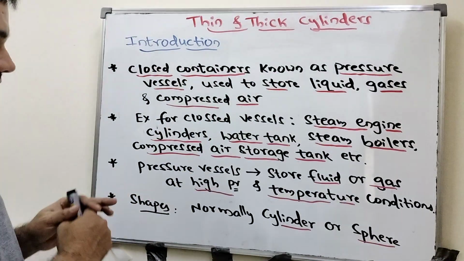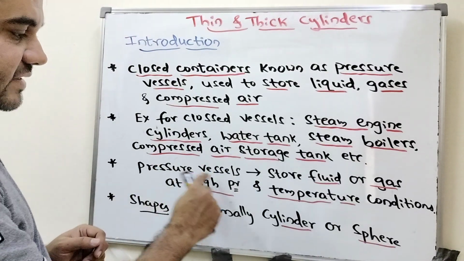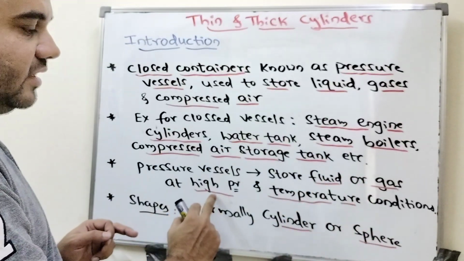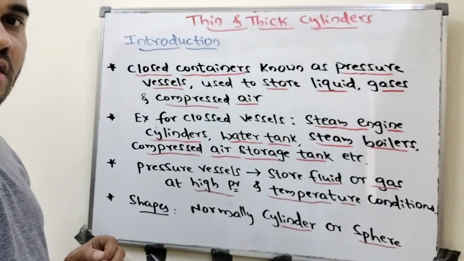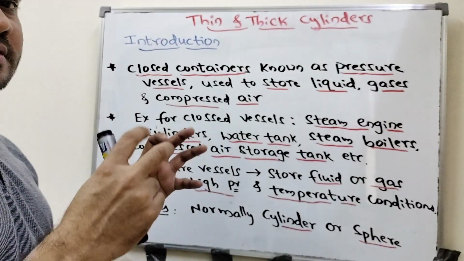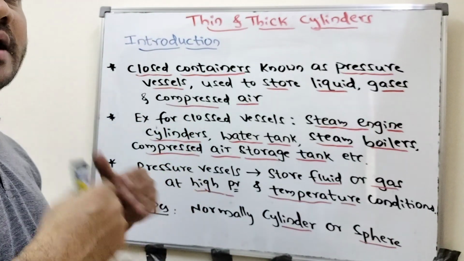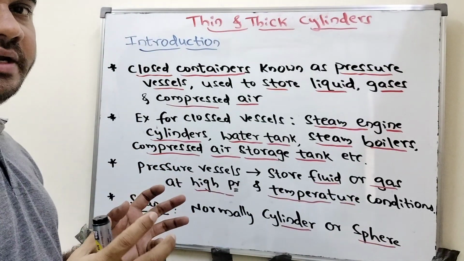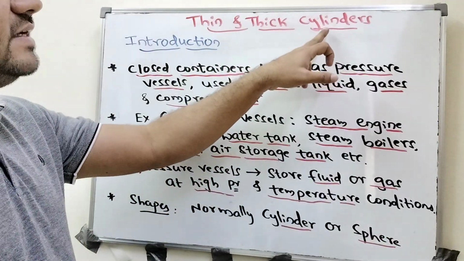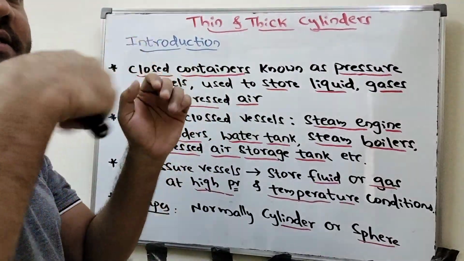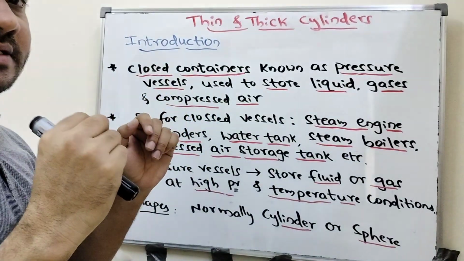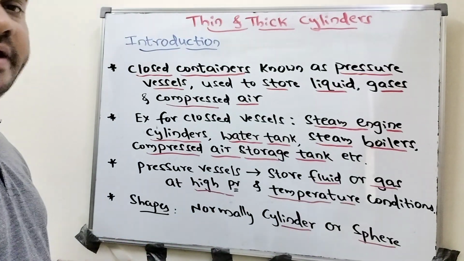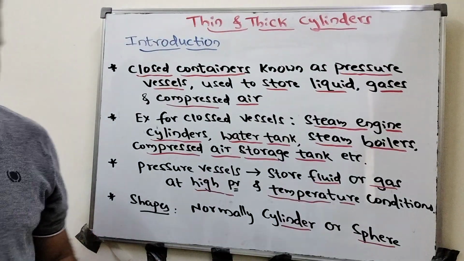Next point is that these pressure vessels or cylinders, as we discussed, store fluid or gas at high pressure and high temperature. Obviously, whatever the fluid is, it is at high pressure and high temperature. Next point is the shapes. Normally, as the name itself says, the cylinders are closed on both sides, in a diametrical shape, and having some thickness. Normally it is in cylinder shape or spherical shape. This is the introduction.